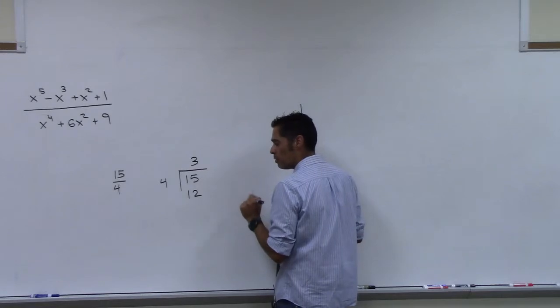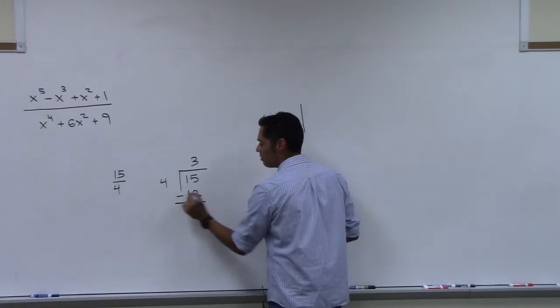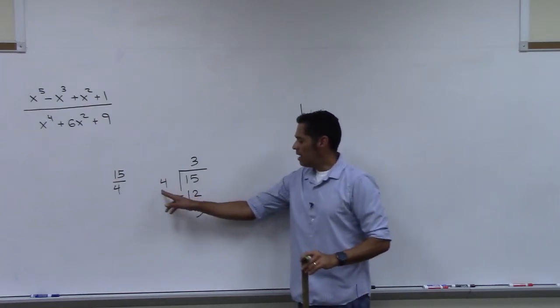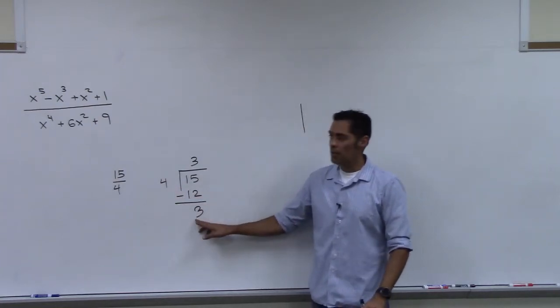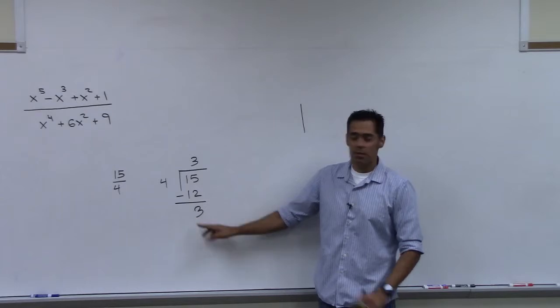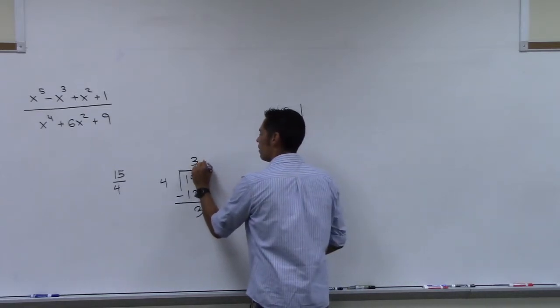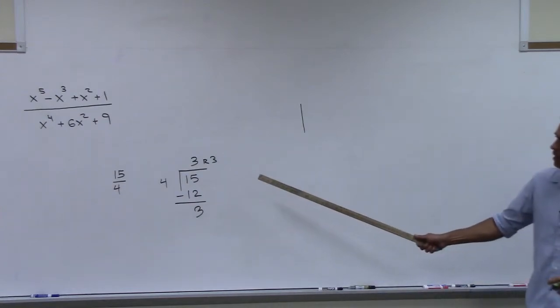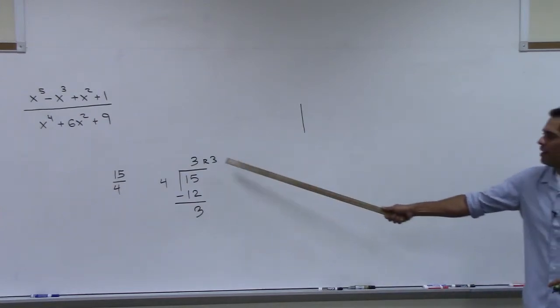And then what do I do? Very important step. I subtract that. So I subtract, and then I get 3. And then I ask myself, can I get 4 to go into 3 without going over? And I say no. So then we put, what here? R3. That little cute little R. I don't remember if that's 2nd grade or 3rd grade.